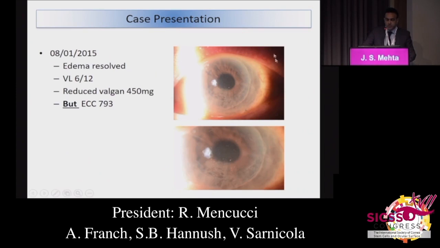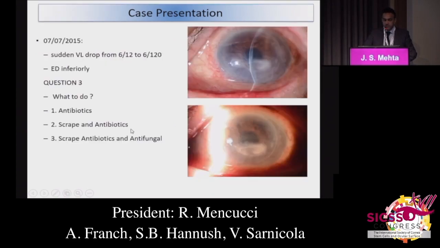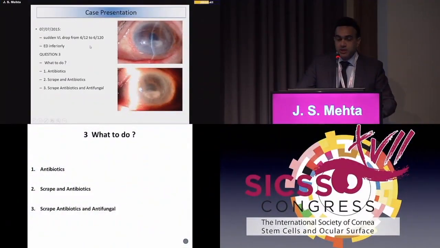So we treated him, the edema resolved, and the visual acuity picked up to 6/12. I reduced the dose of his valganciclovir. Normally we keep them on 3 months of dosing, then I re-tap them to make sure the CMV has cleared. Remember, PCR is only 70% sensitive in this situation. But typically, because the virus is cytopathic, it kills the endothelium, so his cell count dropped to 793. Then he suddenly presented with a sudden drop of vision down to 6/120.